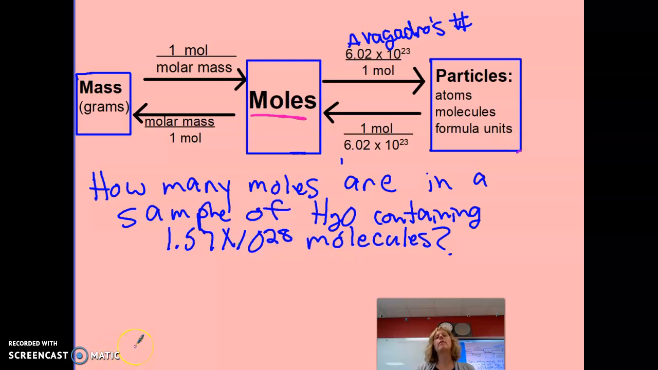Okay, so let's solve another one going the other way. How many moles are in a sample of water, H2O, containing 1.57 times 10 to the 28th molecules? So right away, I want to end up with moles because it's saying how many moles. I have water, which might or might not be important. And I'm starting with this many molecules.